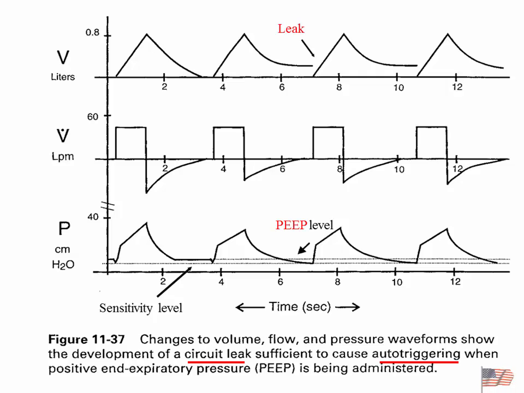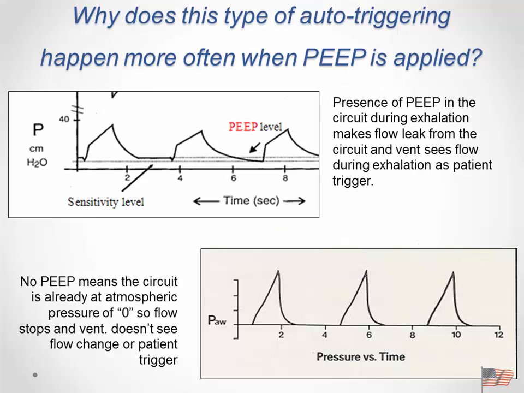So here I have a leak. How do I know I have a leak? My volume isn't coming back to baseline. I have the PEEP level dropping down to the point where it's triggering the ventilator back on again, and that's called auto-triggering. And again, it happens more often when we have PEEP, because it exacerbates the leak.